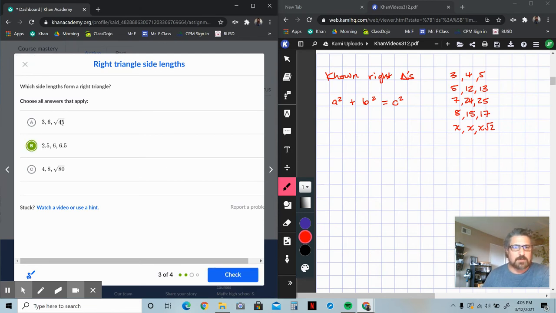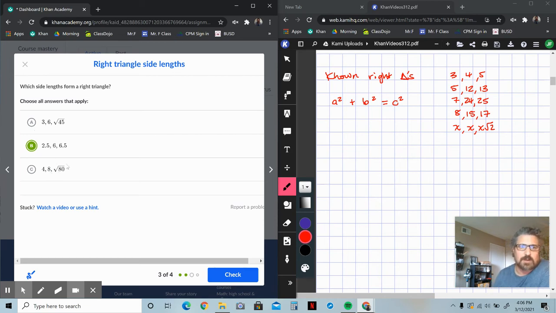The 3, 6, square root of 45, I don't know for sure. And same with the 4, 8, square root of 80. So let's take a look at those ones a little more carefully. Now the square root of 45 is somewhere between 36 and 49, so it's bigger than 6. That's going to be the hypotenuse. The square root of 80 is somewhere between 64 and 81, closer to 81. So it's closer to 9 than 8, so it's definitely bigger than 8. So this is our hypotenuse.